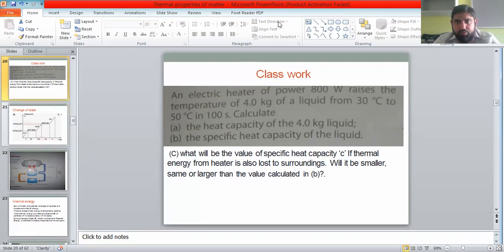Okay, it will be all for the ATP discussion of this specific heat capacity topic.